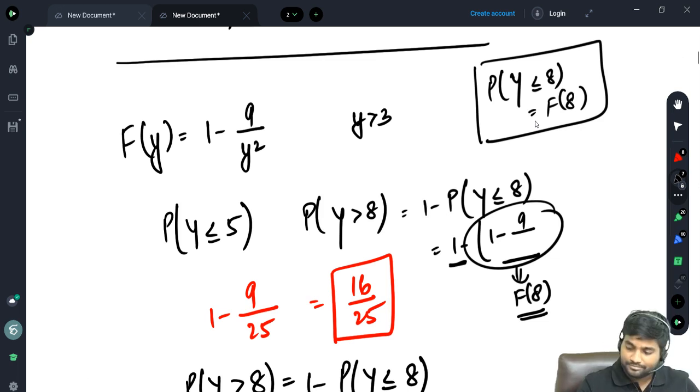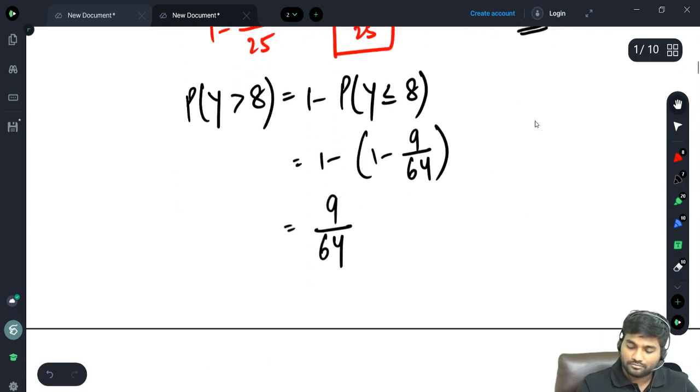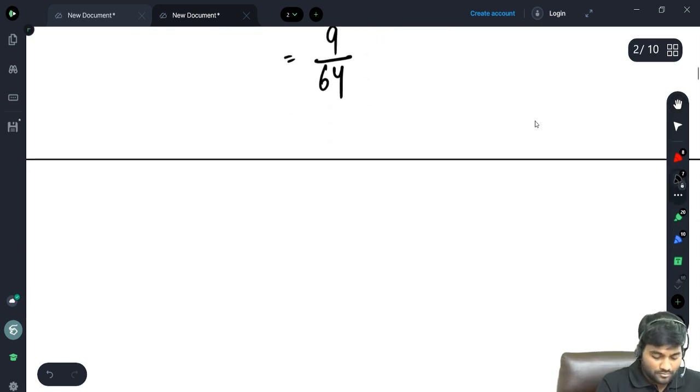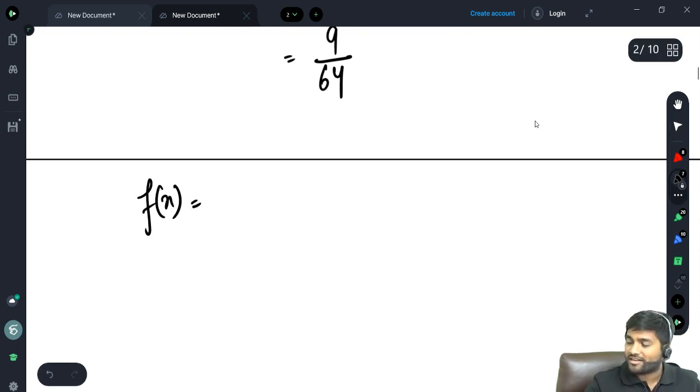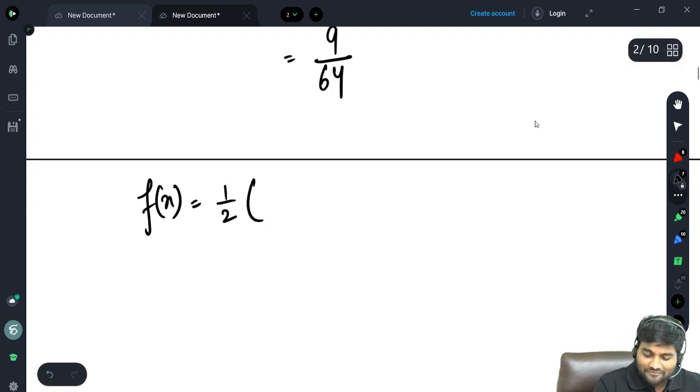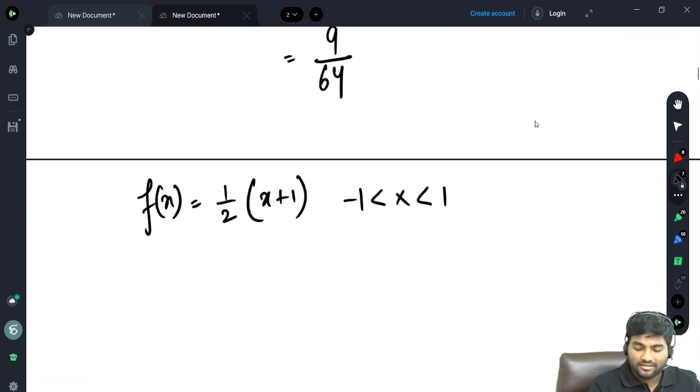Next question. F(x). Harsh Goel, what is this? PDF or CDF? हाँ. क्या बोला? CDF. f(x) is half (x plus 1). Calculate the variance of x.